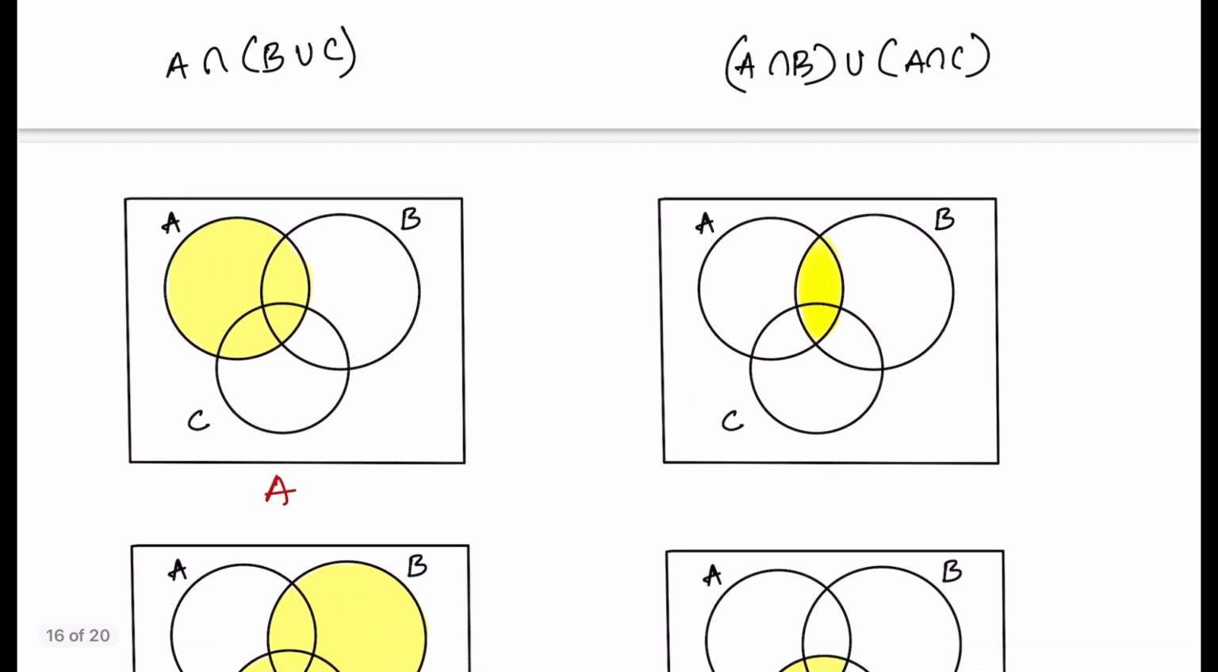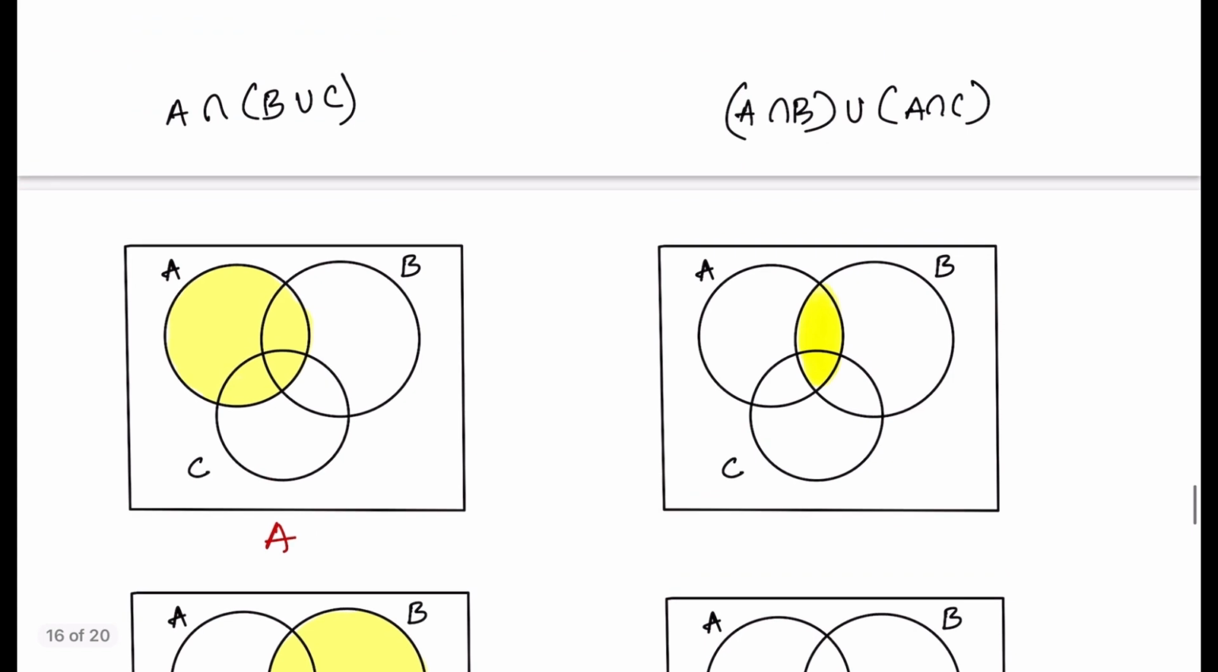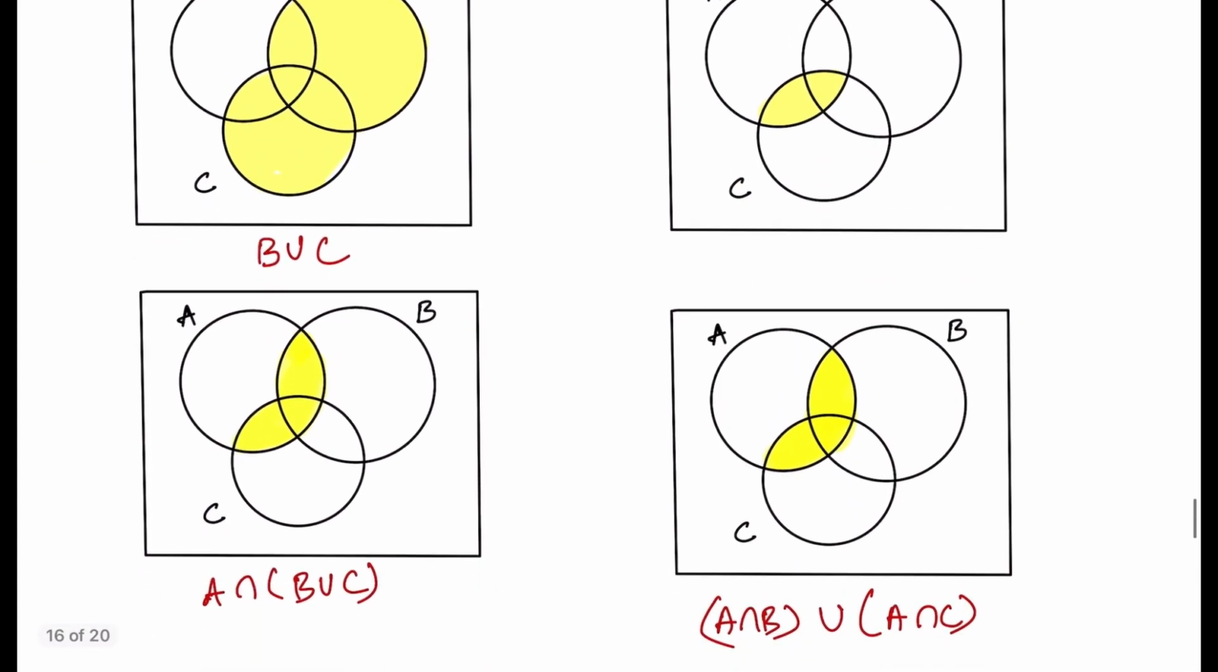So what was the approach to draw the Venn diagram for the right hand side? First we shaded the region for A intersection B, that was this region. Then we shaded the region for A intersection C, that was this region. Then we need to find the union of these two, that means we have to combine both of them. That is how we got this region.